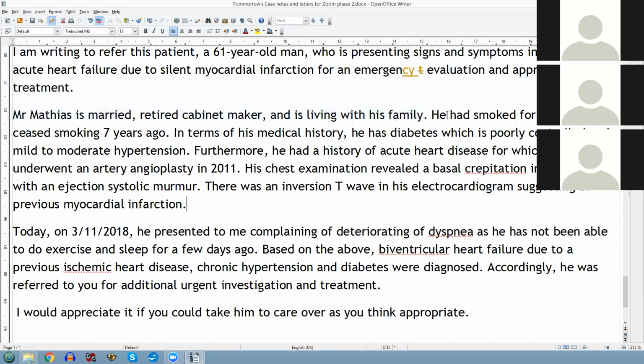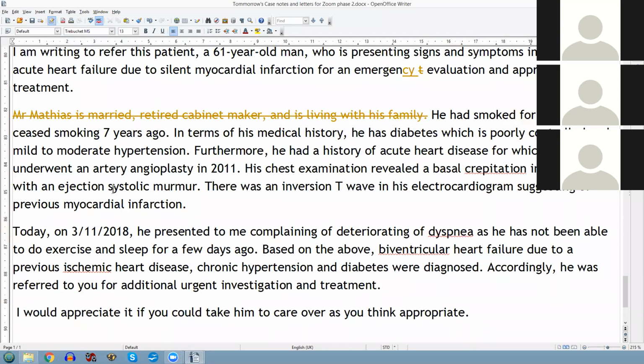So he had smoked, so we've got past perfect, okay, and ceased, simple past, okay. That's good. So we don't really need that. I would take it out. I would put this a little bit down here in terms of medical history. Has diabetes. Furthermore, he had. Does he not have it still? Because this is in the past.